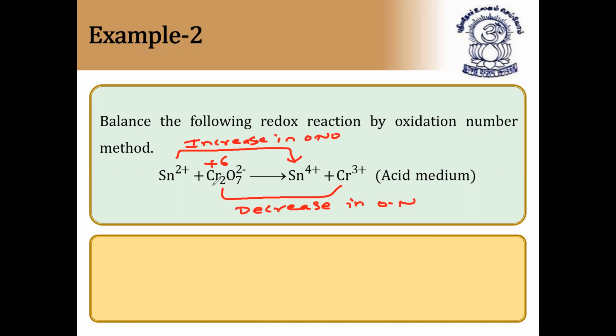Because after calculating, 2x minus 14 is equal to minus 2. So how we got this, I will show you. 2x minus 14 is equal to minus 2, because 2 chromiums are there. So 2x is equal to 12, so x is equal to 6. So like this we have to do. Now let us see how to balance this. Again, we'll do the same oxidation number method. So let us think now.